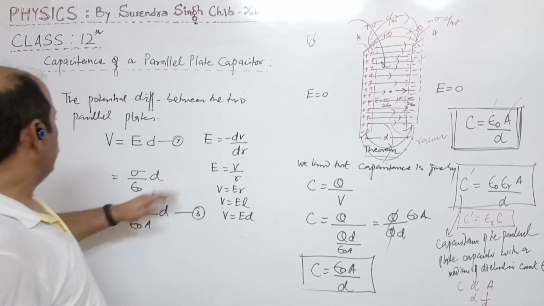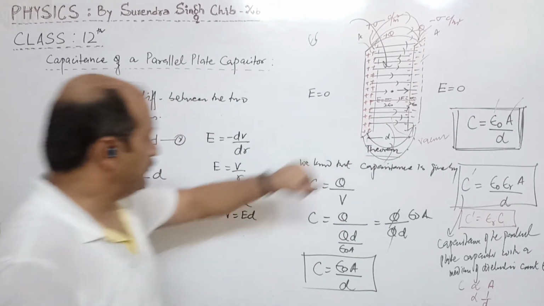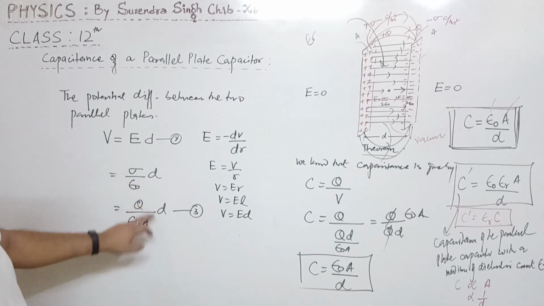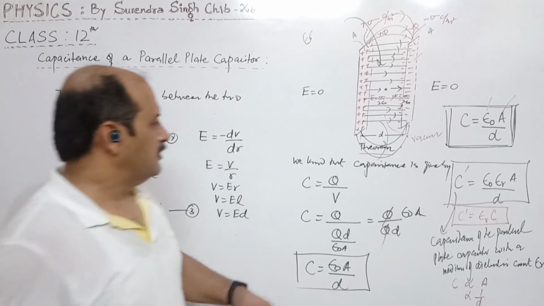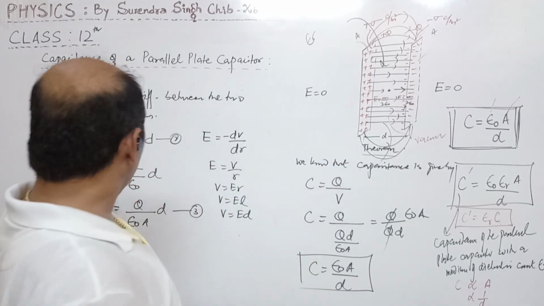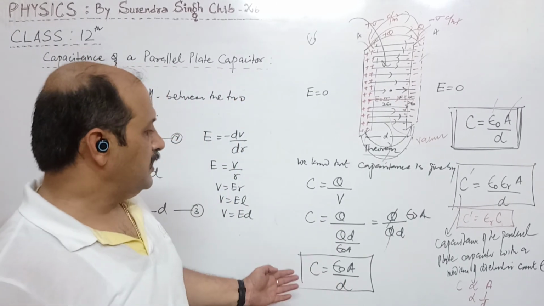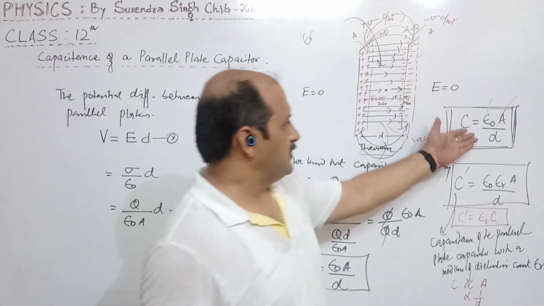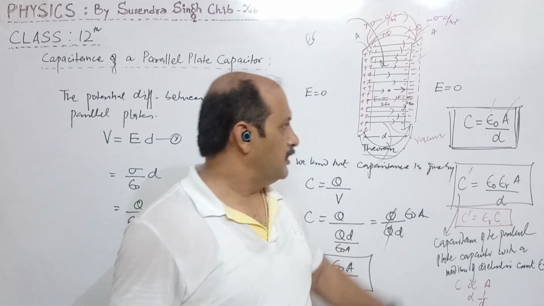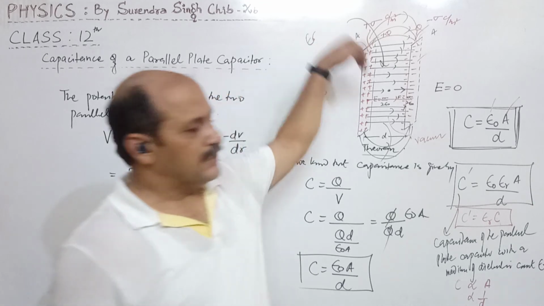See here once again, what is the potential formula? V equals ED. The formula for E we derived: E equals sigma by epsilon naught, between the plates. D is the separation distance. Sigma is Q upon A. This is the potential between the two plates. We know that capacitance is C equals Q upon V. Put the value of V from this equation and solve it. This is the capacitance of a parallel plate capacitor with a vacuum. If we insert a medium, the formula becomes this. We can increase the capacitance by increasing the area, decreasing the distance, and inserting a dielectric medium in between.